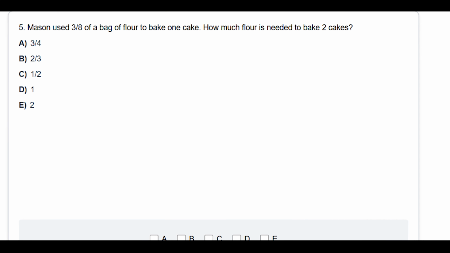Now let's look at a fractions question. Mason uses 3/8 of a bag of flour to bake 1 cake. We need to find how much flour is required for 2 cakes. These options represent different amounts of flour. The correct answer is option A.